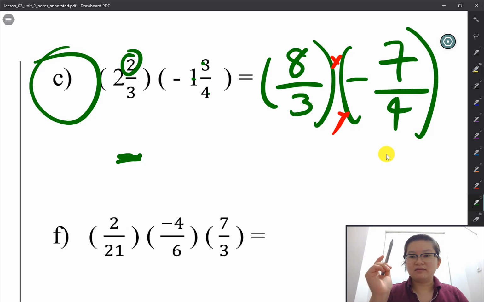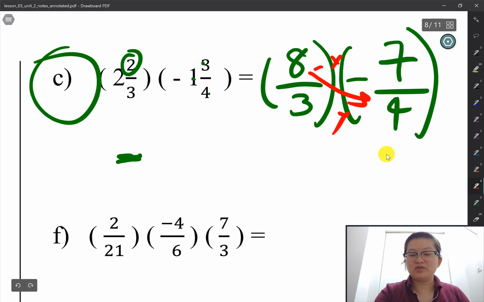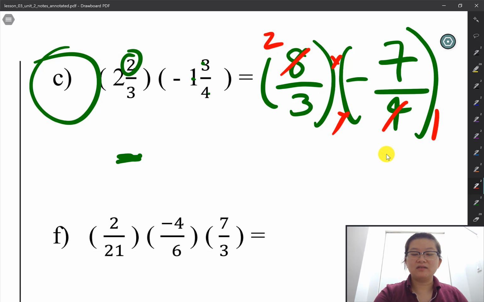Oh, wait a minute. You know what I'm going to do first? Just to make our lives a little bit easier, let's cross-simplify again. Between the 8 and the 4, we can do a cross-simplifying there. If I divide this 8 by 4, I'm going to get 2. If I divide this 4 by 4, I'm going to get 1. Now I have 2 times 7. Don't forget, I have the negative sign in front already.